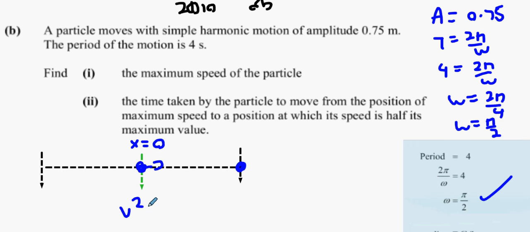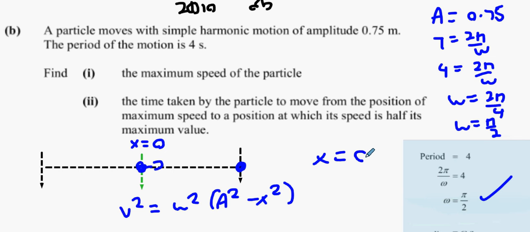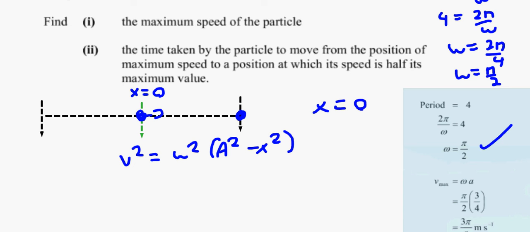v squared equals omega squared times a squared minus x squared. We all know that x equals 0, don't we? Now the reason why I do this is that this is the formula that's in the tables. You can pre-learn Vmax is omega a, if you wish to do that, be my guest. But that's what's in the tables is what I'm using, okay?